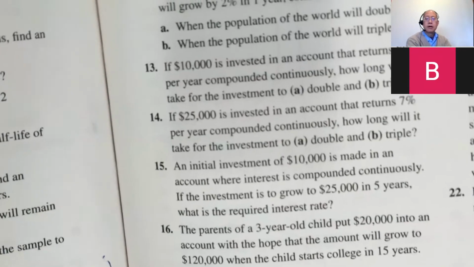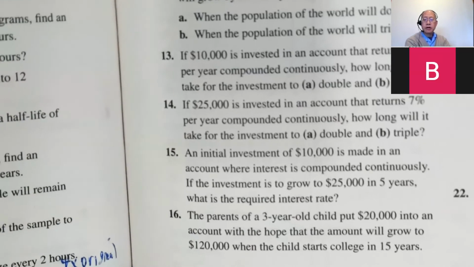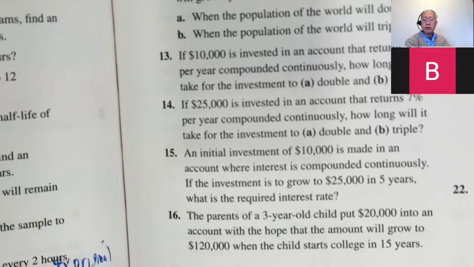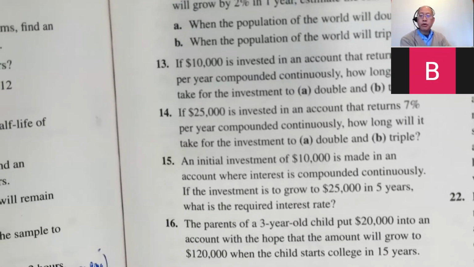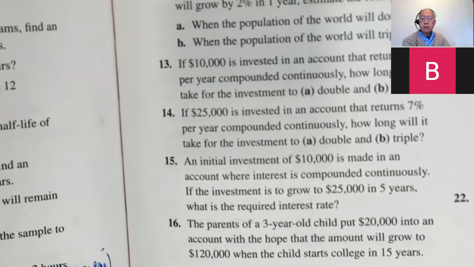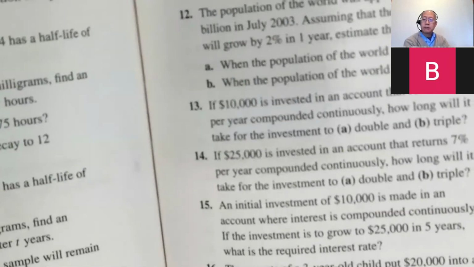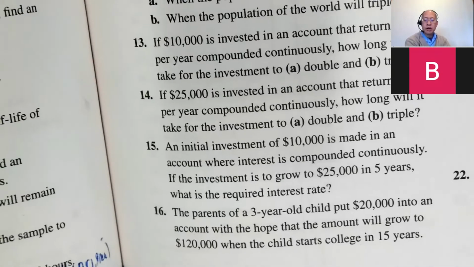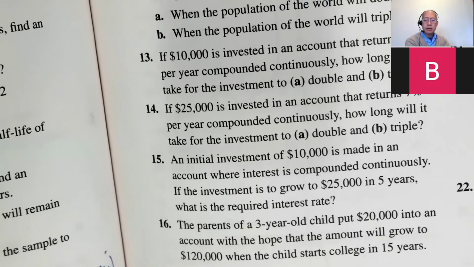14. If $25,000 is invested into an account that returns 7% per year compounded continuously, how long will it take for the investment to double and to triple? It's important. So you're raising money by interest. So this is the growth situation once again, right? You're investing, you put money in the bank and you hope it gains interest. And you want your money to double, you want your money to triple. How long does it take? Assuming you can get 7% compounded continuously.